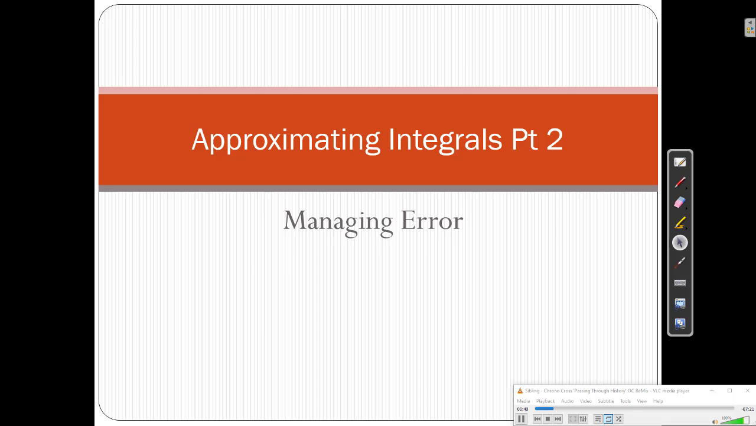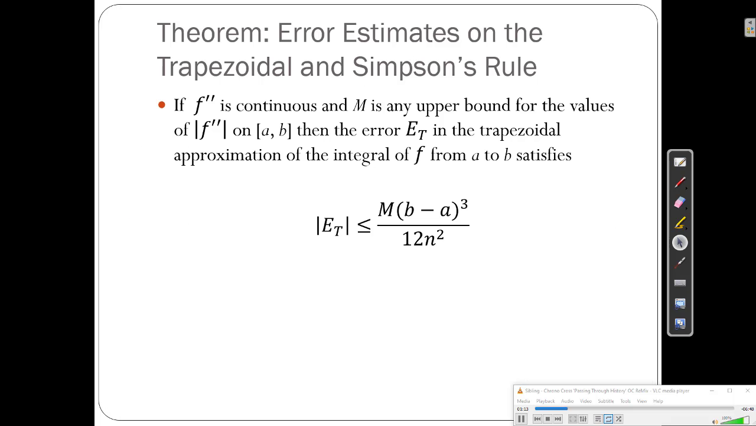In this video we're going to be looking at managing error for approximation of integrals. So we've already looked at the trapezoidal rule and Simpson's rule. We've reviewed them. Now we're going to look at what if it's a non-elementary integral, something you can't easily integrate. Well, can you have an idea of how close your approximation is to the actual integral? And yes, that's done by these error estimates.